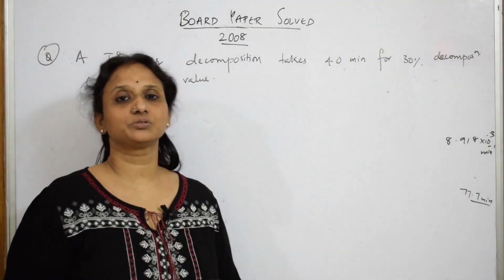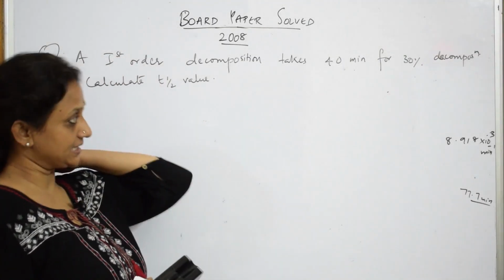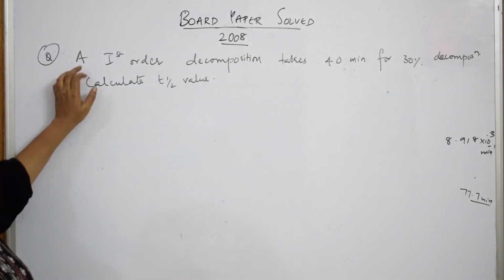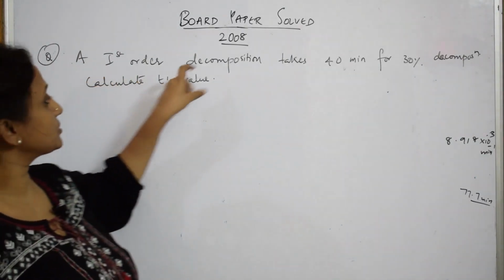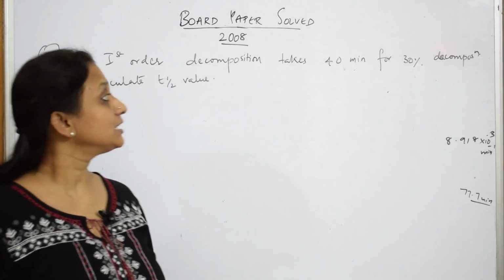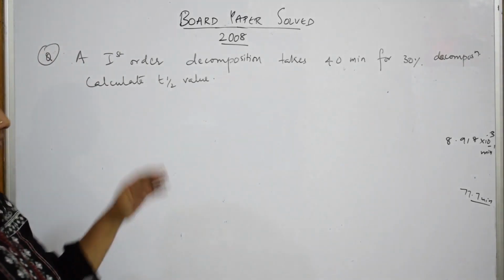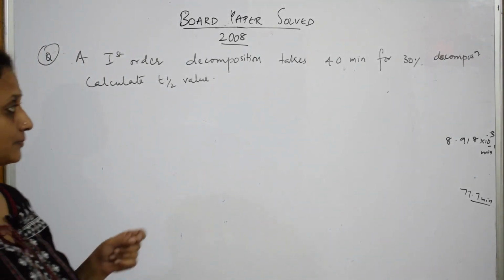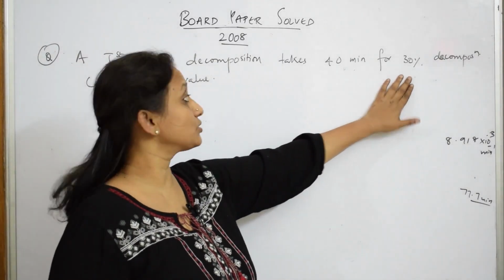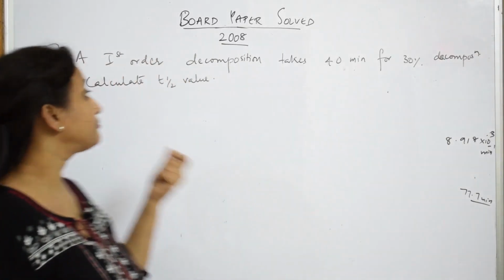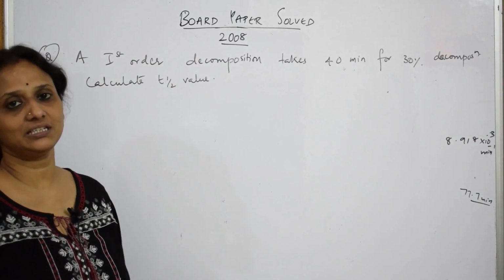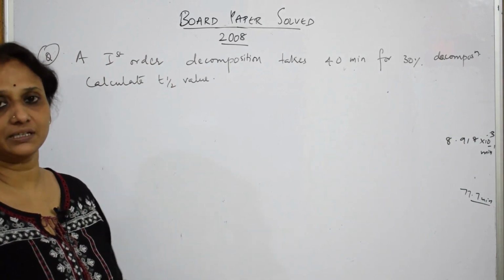Let us come back and do the 2008 paper. Yes, let us read the question. So what is given to us? A first order decomposition reaction takes 40 minutes for 30% decomposition. So that means for a particular reaction to decompose 30%, it took 40 minutes, right? I have to find out the T half value, the half-life period of that particular reaction.